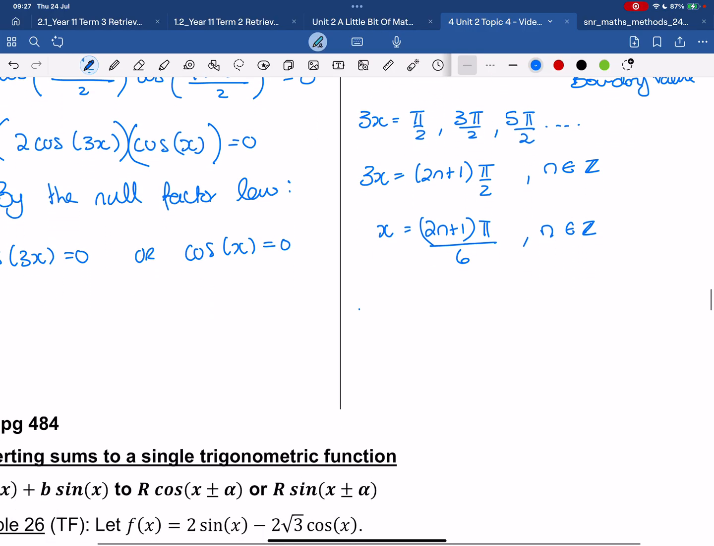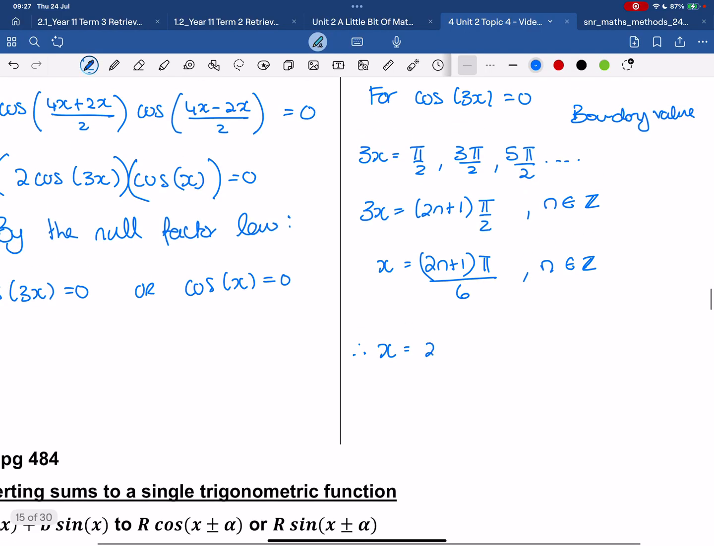And then I'm just going to put them together. So x will be (2n plus 1) pi on 2, or (2n plus 1) pi on 6, where n is an integer.